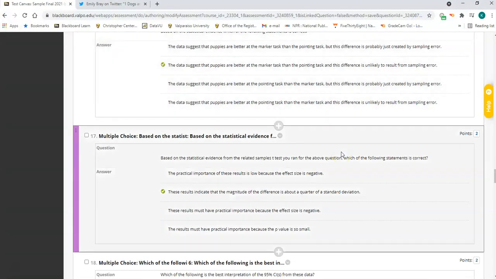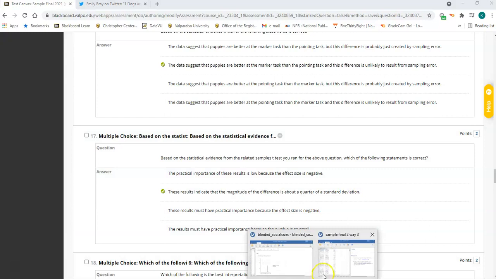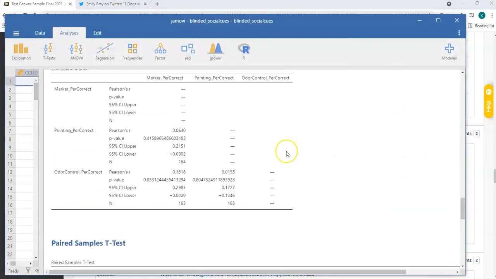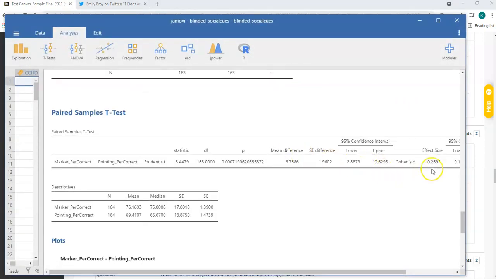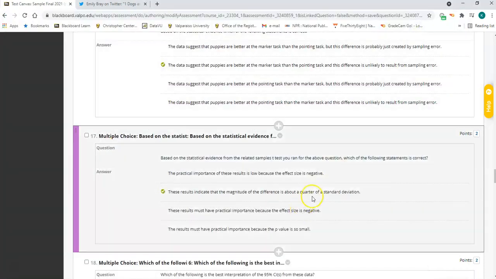All right, based on the statistical evidence from the related samples t-test you ran from the above, which of the following statements is true? The results indicate that the magnitude of the difference is about 1/4 of a standard deviation. That's a good interpretation of the effect size here. It's about 1/4 of a standard deviation. That's how big the difference was between the marker performance and the pointing performance.